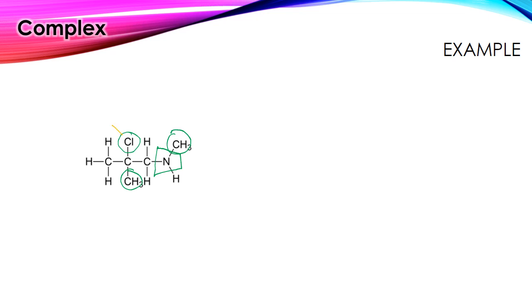This one we call chloro, here methyl: meth and yl. As in your table, it is mentioned as an alkyl group. In this alk, we can use meth. Here also methyl, and this one we call amine.